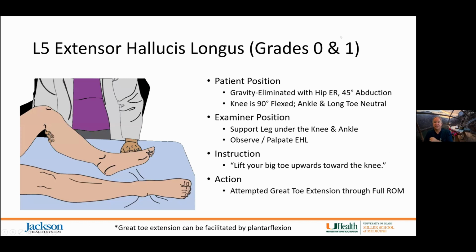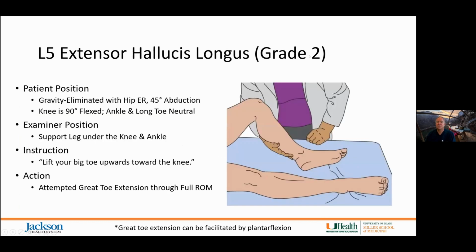EHL, again, this is the L5 muscle group. With gravity eliminated, that is lying the ankle down on its lateral malleolus, basically asking them to lift the big toe up towards the knee. And you're looking for either a visible or palpable contraction. If they can give you that contraction, you're going to score it a 1 if they can't get it through its full range of motion. If they can, with gravity eliminated, get it through its full range of motion, then you're going to score them as a 2.